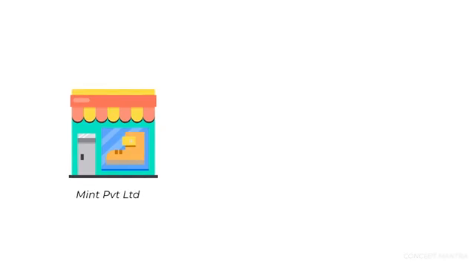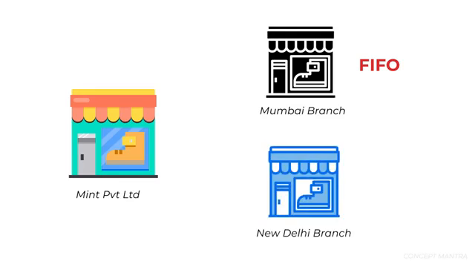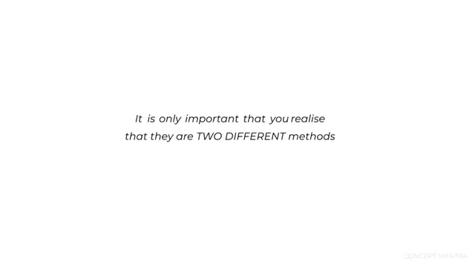Let's take an example in order to make things a little more interesting. Mint Private Limited is a shoe company making and selling shoes throughout the country. They use the first in first out method for their store in Mumbai, also known as the FIFO method, and for the store in New Delhi, they use the weighted average method for valuation of inventory. If you don't know what FIFO and weighted average method mean, don't worry. It's okay if you don't know for now, as here it's only important that you realize that they are two different methods. I'll make a separate video about them later.